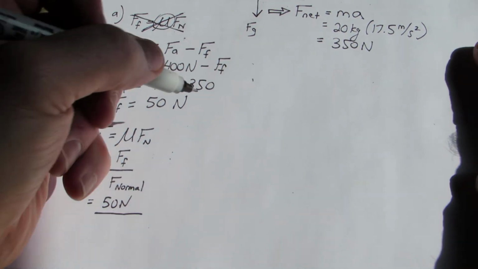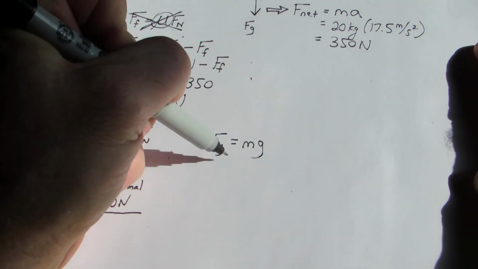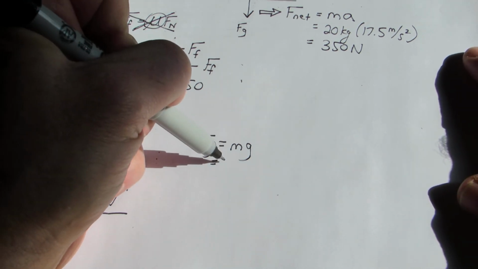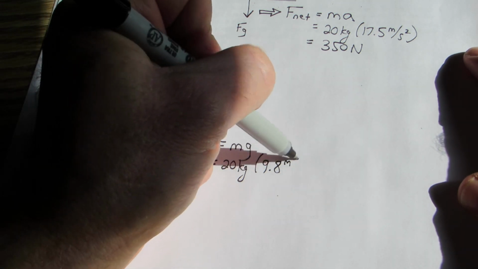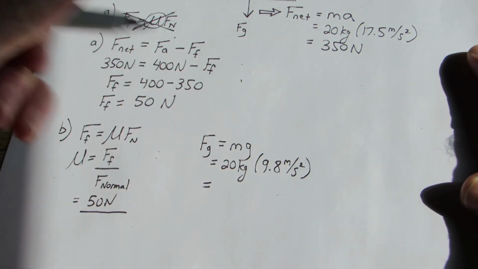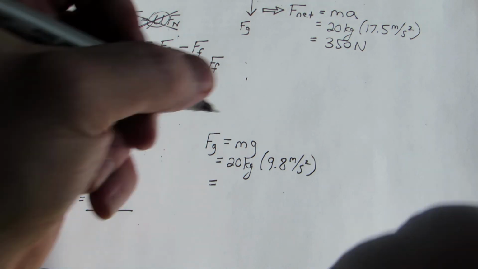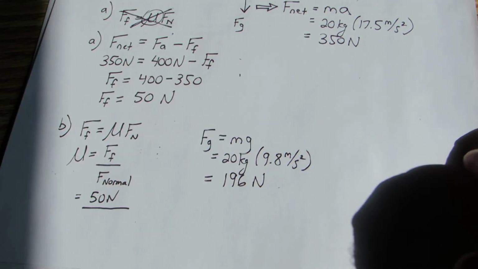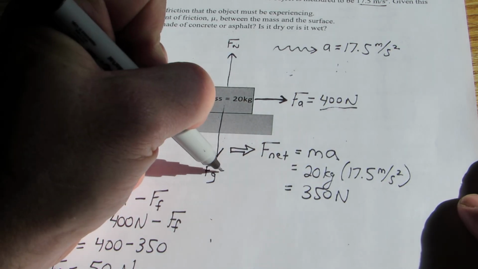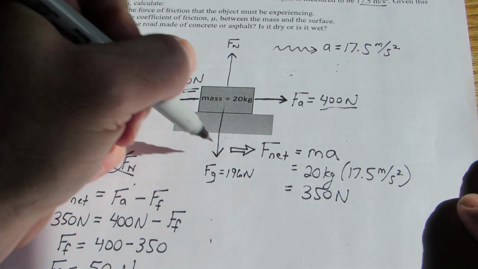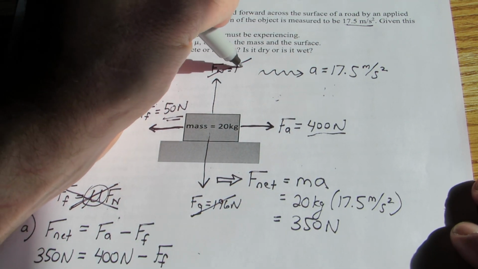I'm going to do this. Off to the side here, I'm going to calculate the force of gravity. It equals mg. The mass in this question is 20 kilograms. G value is 9.8 meters per second squared, or newtons per kilogram if you like. Multiply those together, and the value comes out to 196. So if the force of gravity in the downward direction is 196, then the normal force has to cancel out with it, which means the normal force has to be 196.